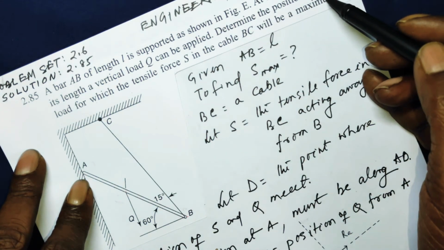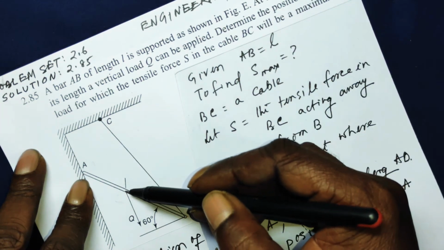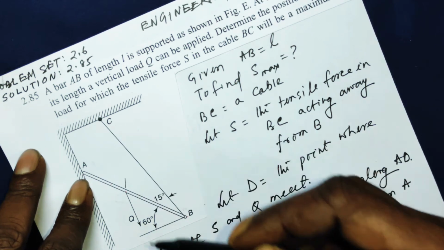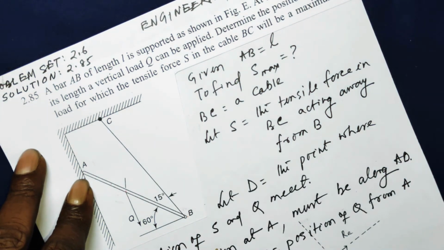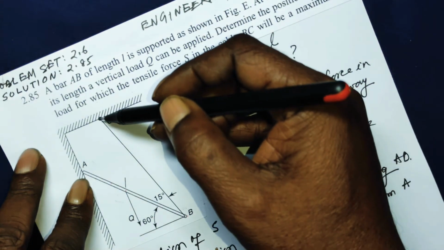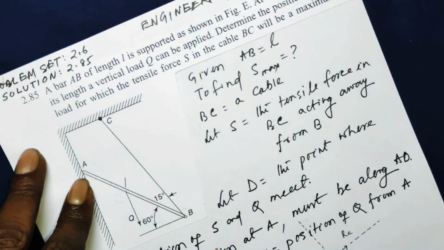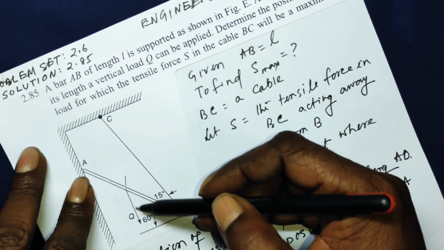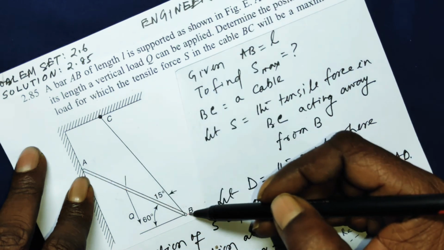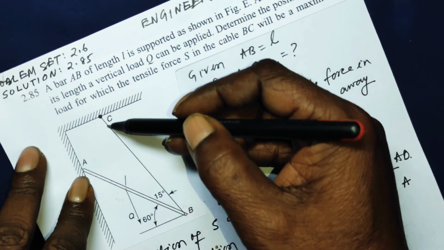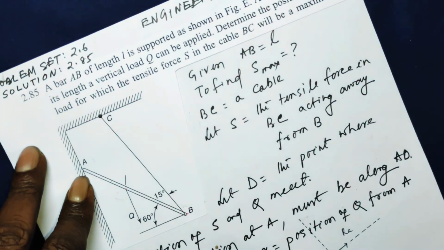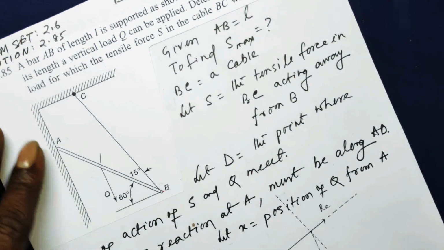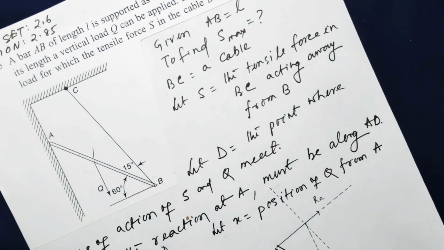Determine the position of this load, whether it should be here or here or here, for which the tensile force S in the cable BC will be maximum. Where should Q be applied along the length of the bar AB for the tensile force developed in the cable BC to be maximum? Now, very interesting.